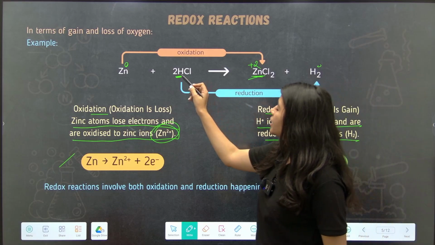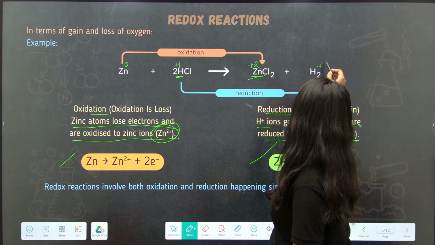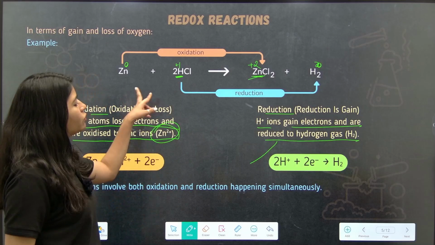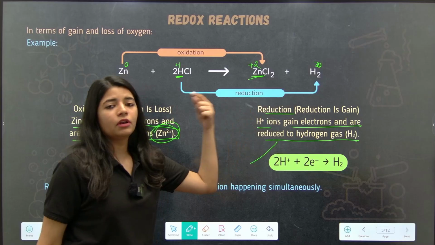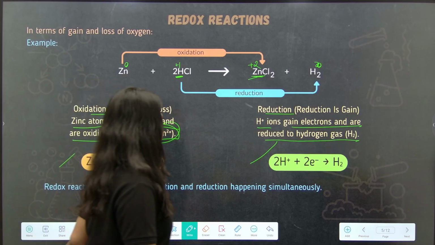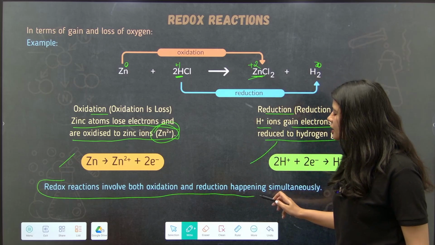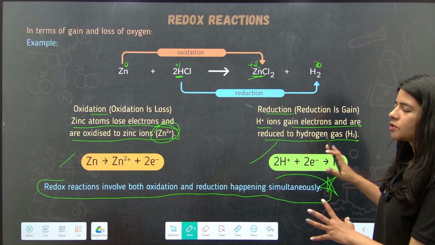Here it was in the +1 oxidation state. Here it is in 0. But +1 times 2 will give you +2, so it will gain 2 electrons and then convert into hydrogen gas. So a redox reaction involves both oxidation and reduction happening simultaneously. This was important. Please note this down.